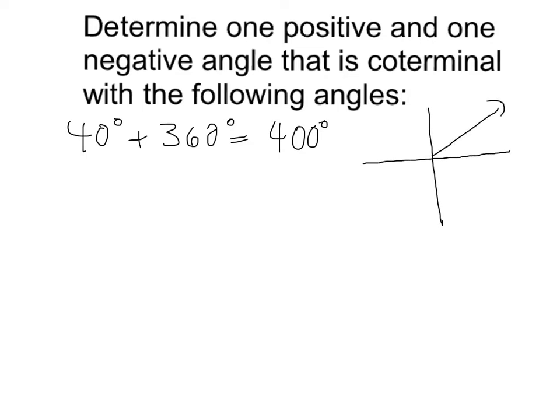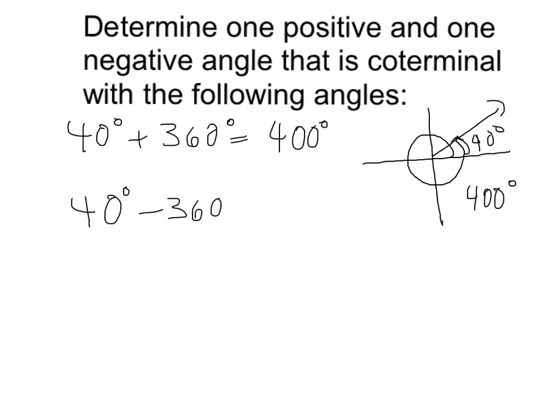If we have 40 degrees, and we start at the initial side, we go around a distance of 360 plus up to 40 degrees, which gives us our new angle of 400 degrees. Let's find the negative angle. To find the negative angle, we would subtract 360 degrees. 40 degrees minus 360 degrees will give me negative 320 degrees.